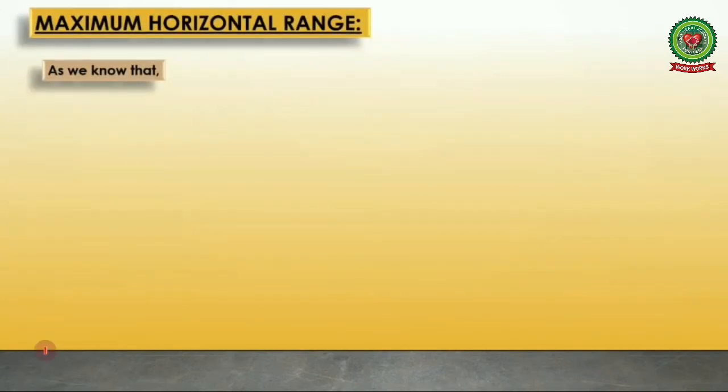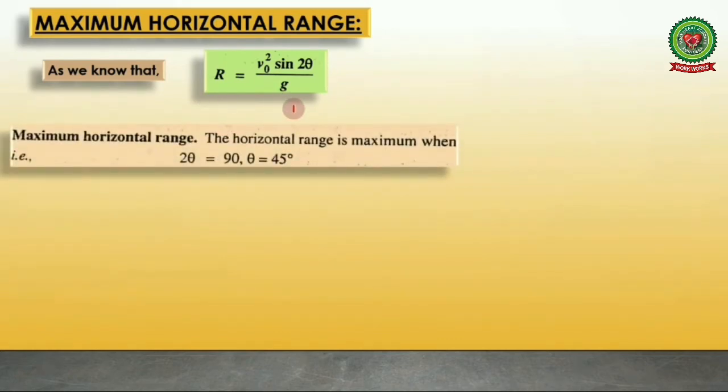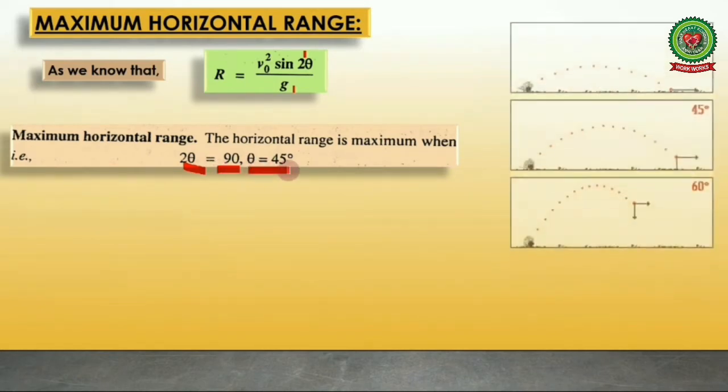Next is maximum horizontal range. As we know that R is equal to v0 square sin 2 theta divided by g, which is the equation for horizontal range. In this relation, the horizontal range will become maximum when 2 theta becomes 90 degree. If 2 theta becomes 90 degree, then sin 90 is 1, and we get the maximum horizontal range. So if 2 theta is 90 degree, it means theta is equal to 45 degree.